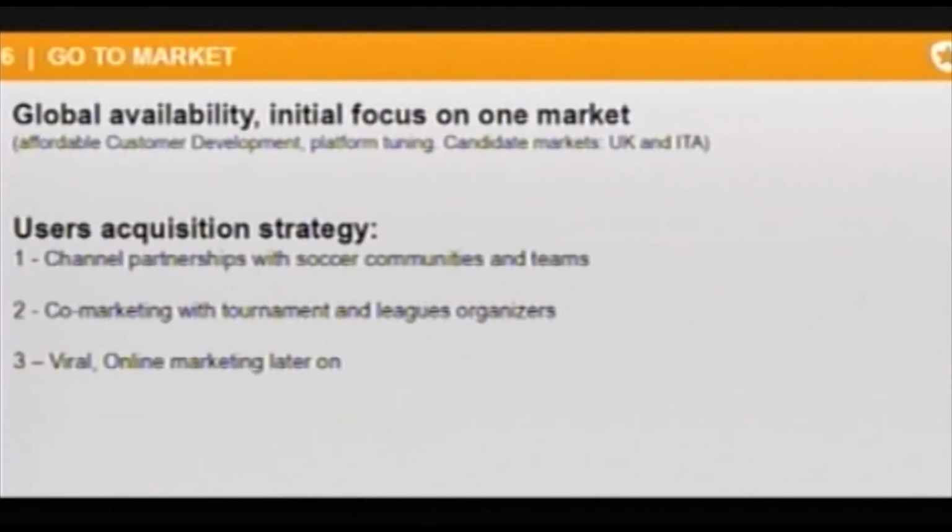The go-to-market is quite interesting because we are getting more information from our users, early adopters, who are helping us spread the word. We thought at the beginning we needed a lot of viral marketing online, but we are getting more feedback because teams are speaking to each other, and they are already inviting each other to use the platform.